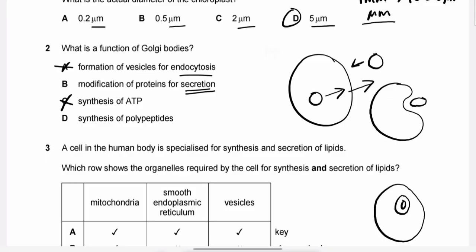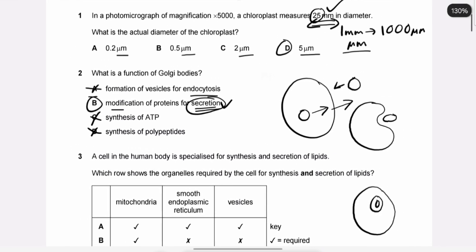Then synthesis of polypeptides. We know that the synthesis of polypeptides is the work of ribosomes, so this is a no, and we're left with B to be our answer. There's secretion here to guide us, and it's also good to remember that Golgi bodies do help with the modification of proteins, but I was thinking that it might not be in our syllabus to cover, that's why I do mention secretion. So the answer is B.